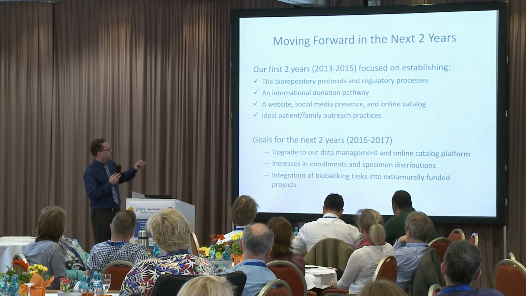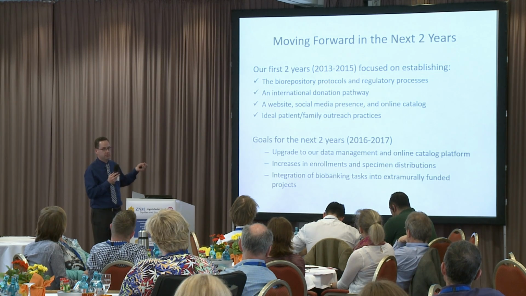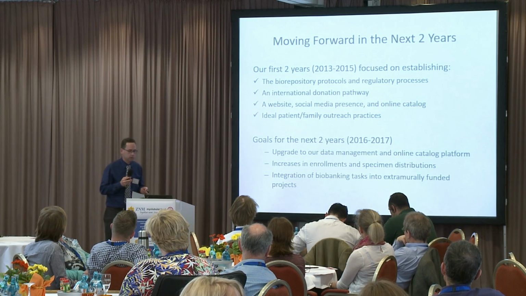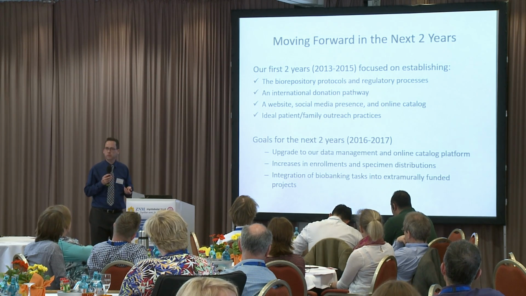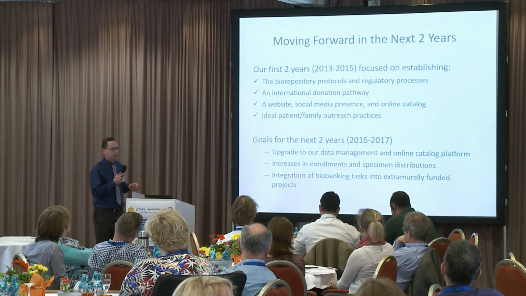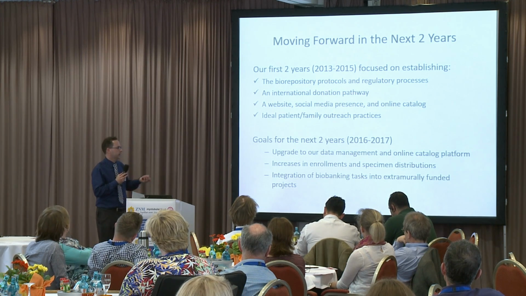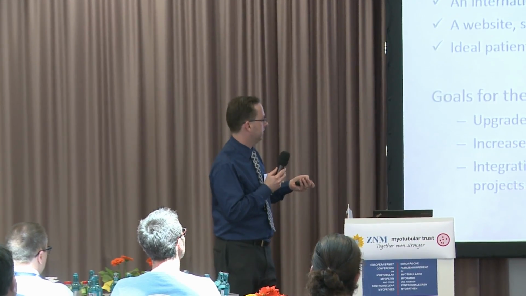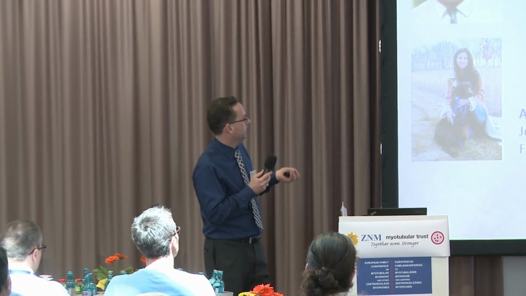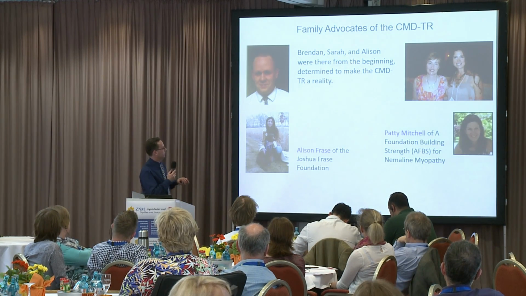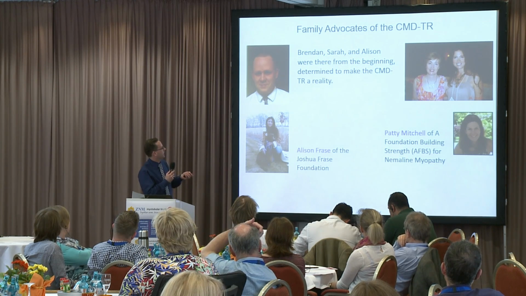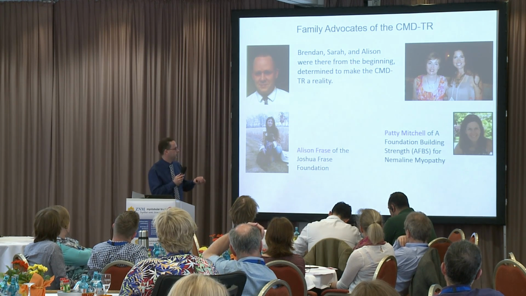In the next 2 years, our initial goals were essentially to establish a functioning tissue repository, which we did. And our goals in the next couple of years are to increase enrollment and the ability of people to access the data in terms of an online catalog platform so that they understand what we have better. And we have integrated several key leaders from the community in the United States. The people related to centronuclear myopathy are Allison and Sarah here, and they've been wonderful.